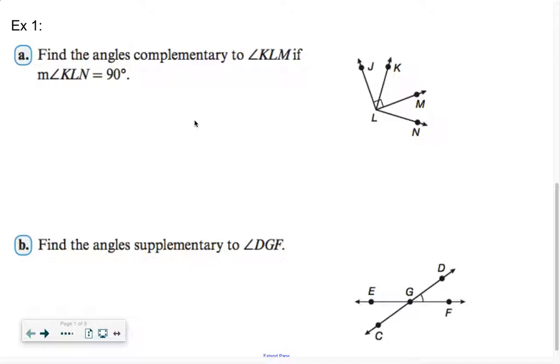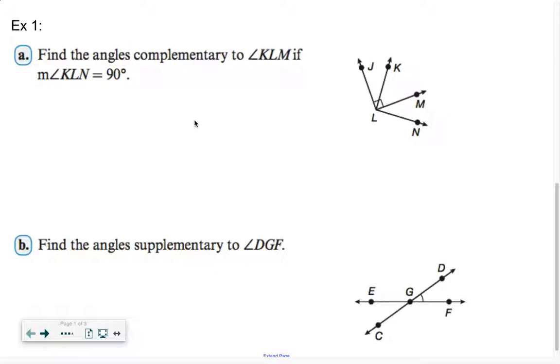Find the angles complementary to angle KLM if the measure of angle KLN is 90 degrees. So they give you some of the information in the diagram itself. Some of the information is given to you in the directions. Saxon loves to do that. They just won't always give you the information here. They make you go back and read it. So this is what's given in the diagram. JLM is right. KLN is 90.